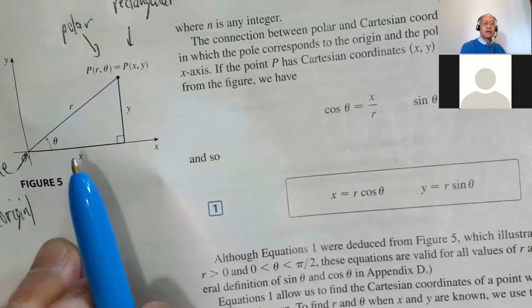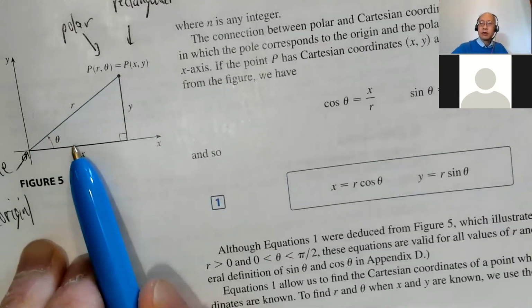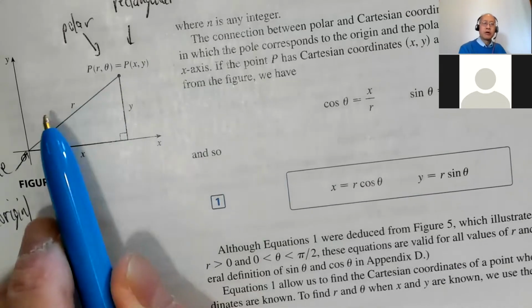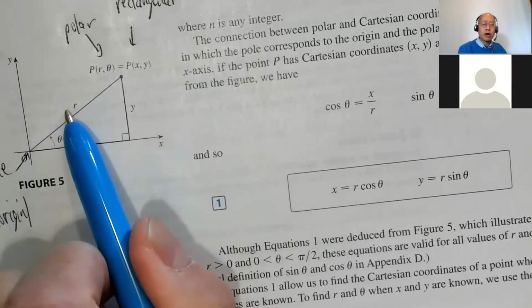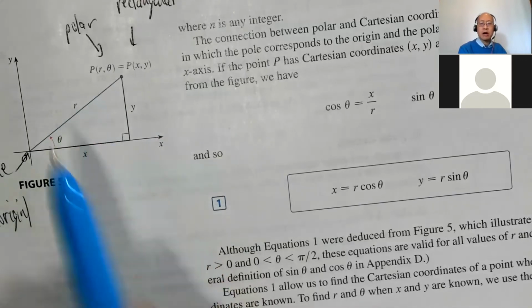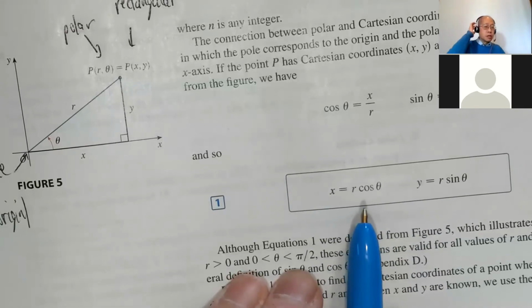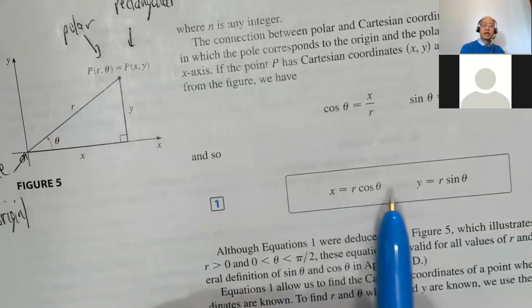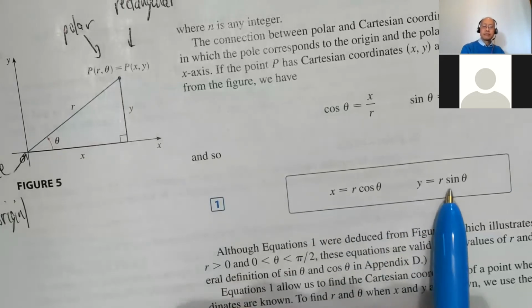And likewise, if I start from the beginning, I say, what is the sine of theta? Well, sine is opposite over hypotenuse. Sine of theta is y over r. And if you multiply both sides by r, you get this. Okay, so here's the next thing you want to put on your cheat sheet. In polar coordinates, x is equal to r cosine theta, y is equal to r sine theta.